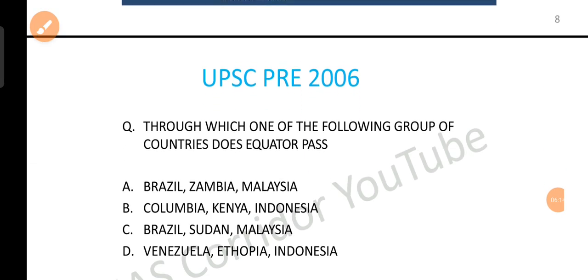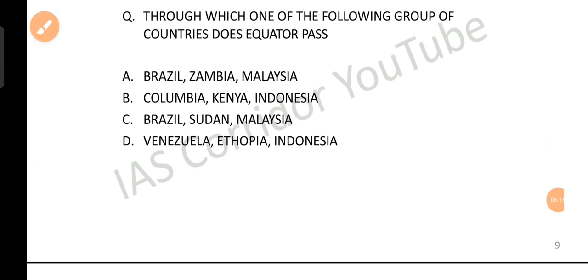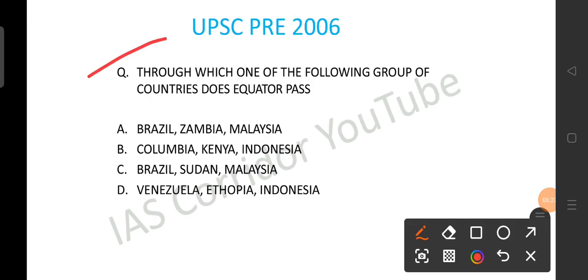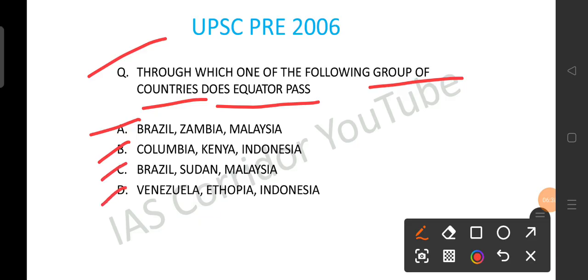Now we see a question given here. UPSC asked this question in 2006. Through which one of the following groups of countries does the equator pass? Where does the equator pass from? Now these are the groups: Brazil, Zambia, Malaysia; Colombia, Kenya, Indonesia; Brazil, Sudan, Malaysia; Venezuela, Ethiopia, Indonesia.